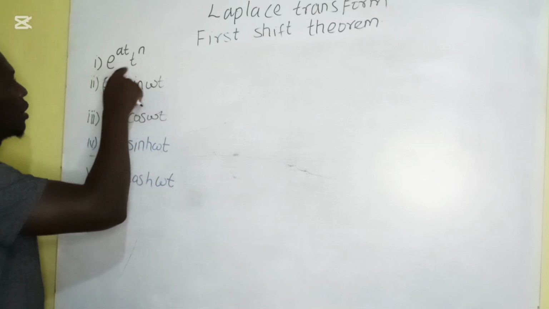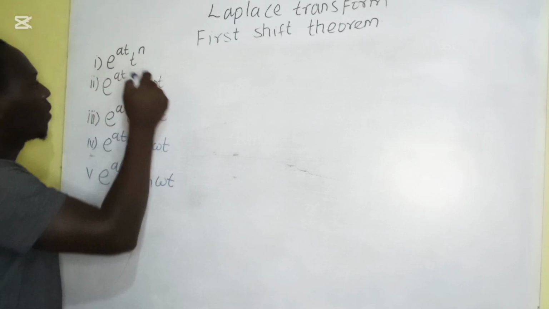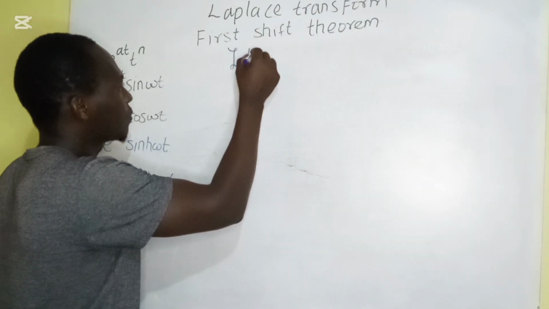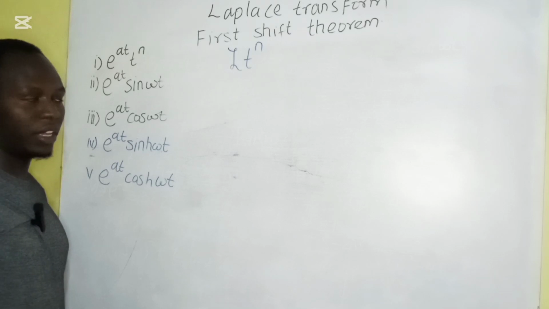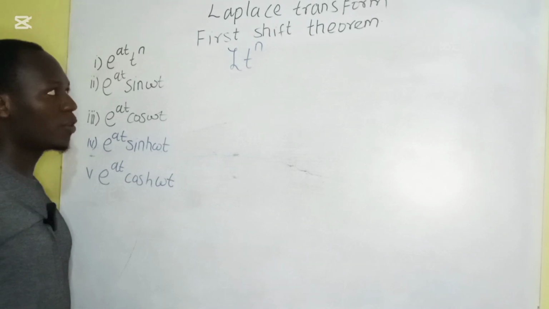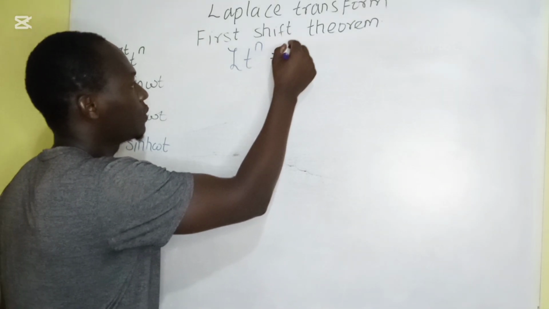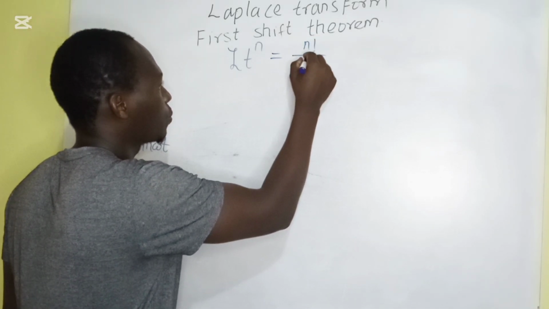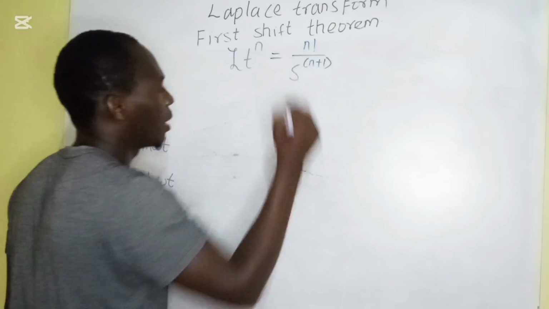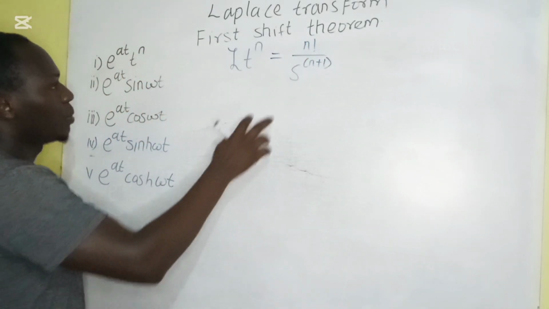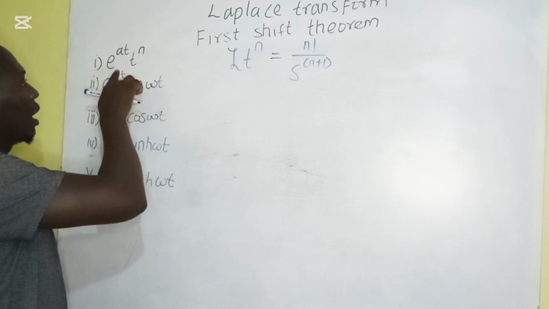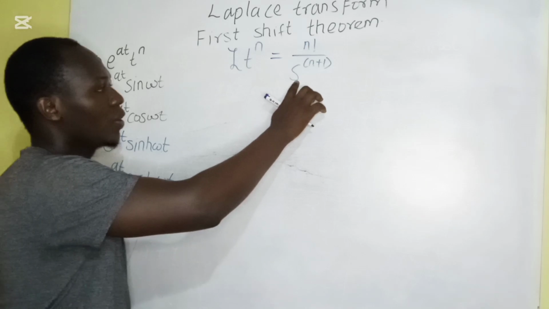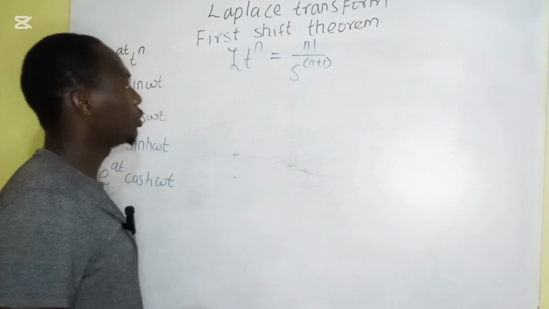When it comes to finding the Laplace transform of our function here, the first thing that we need to understand is that we must first get the Laplace transform of t raised to a power of n. And the Laplace transform of t raised to a power of n, we agreed, is equal to n factorial all over s to the power of n plus 1. To mean that since we are going to carry out our first shift theorem, in the first shift theorem we understand that it is only the term of s that will be shifted.